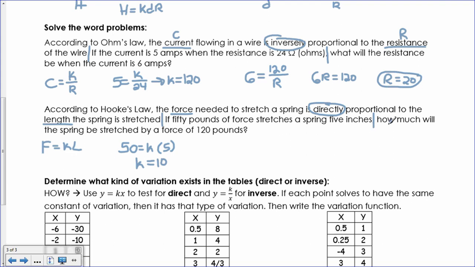Keep going. How much will the spring be stretched by a force of 120 pounds? Now we know the relationship is defined by a constant of variation that's 10. Based on that, they want to find what the length would be if the force was 120 instead of the 50 they gave us here. So the force is 120, we know that K is 10 for this situation, and they want to know what L would be. Very simply, you just divide by 10 and you get that L is 12.